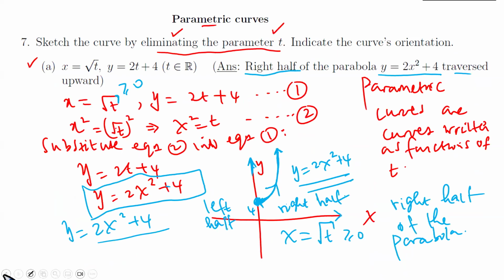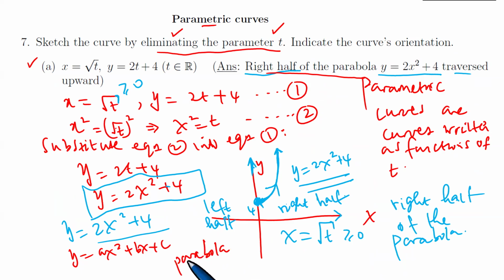So this one here becomes the right half of the parabola, because this is a parabola in the form y equals ax squared plus bx plus c. It's a parabola, but this one is the standard form. It's the standard form of a parabola. Okay, let's move on to the next thing.